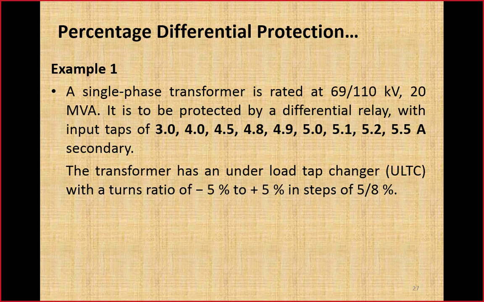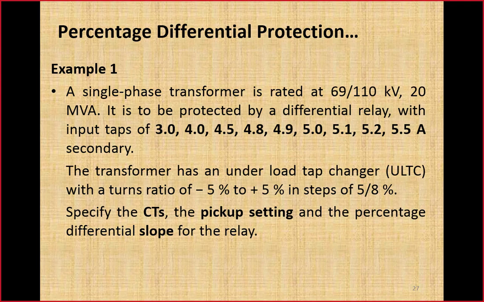Further, it is given that the transformer has an underload tap changer with a turn ratio which could be changed from minus 5% to plus 5%. So there are these steps, 5 by 8. So it means there are 8 steps above the nominal and there are 8 steps below the nominal value.